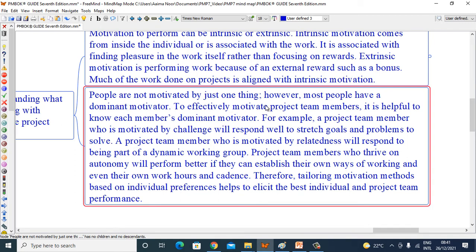People are not motivated by just one thing. However, most people have a dominant motivator. To effectively motivate project team members, it is helpful to know each member's dominant motivator. For example, a project team member who is motivated by challenges will respond well to stretch goals and problems to solve. A project team member who is motivated by relatedness will respond to being part of a dynamic working group. Project team members who thrive on autonomy will perform better if they can establish their own ways of working and even their own work hours and cadence. Therefore, tailoring motivation metrics based on individual preference helps to elicit the best individual and project team performance.